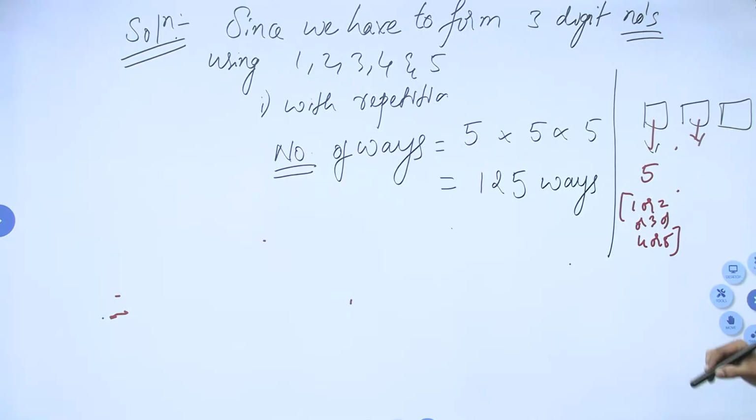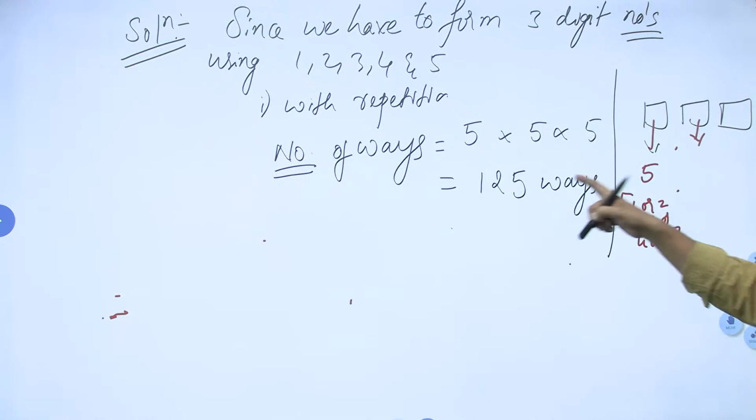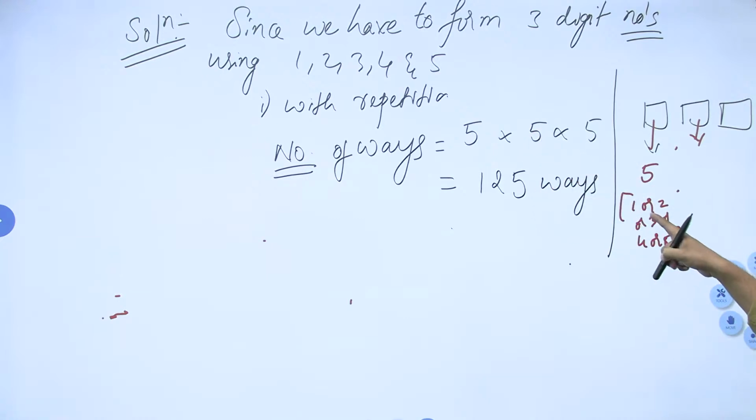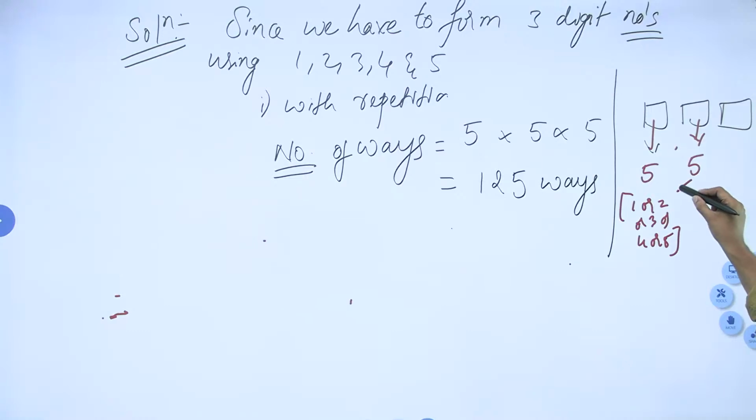Next, with repetition. They are saying with repetition, which means if you have filled the number 3, once again you can fill it in the second vacant place as well as the third vacant place. Again, in how many ways can you fill here? 5 ways. With repetition allowed, you can again use all these numbers. Here also repetition is allowed, so in 5 ways you can fill the third vacant place.